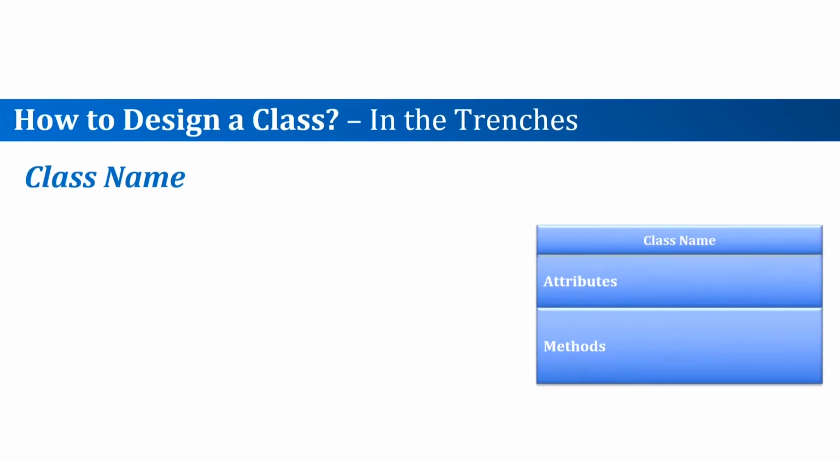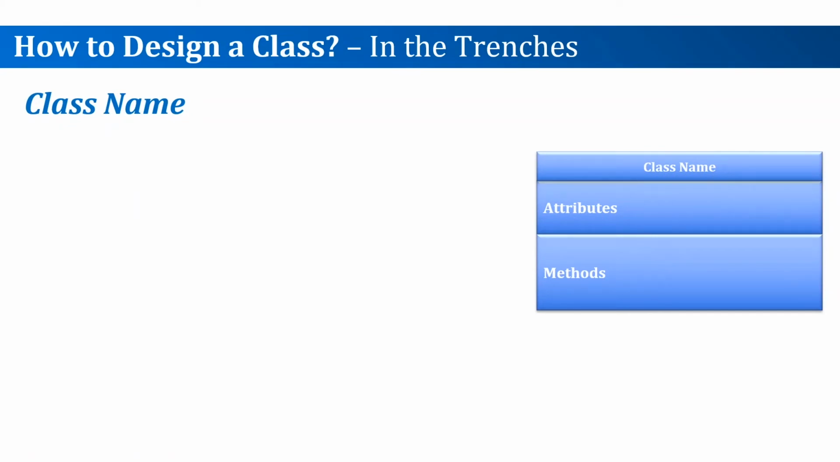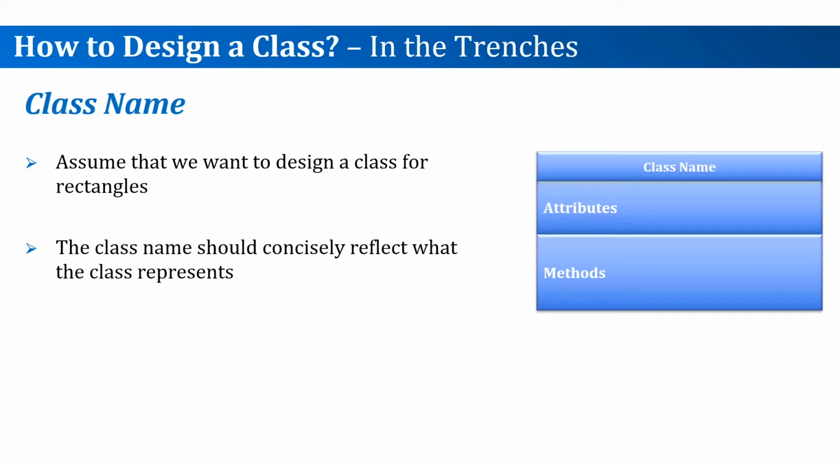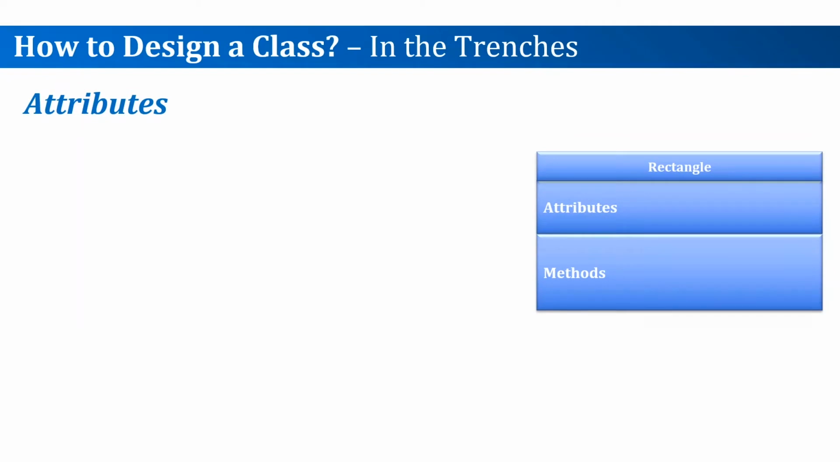Alright, let's take a practical example and use it to write our first class in Java. Assume we want to write a simple class to represent a rectangle shape. The name that we pick for this class should be concise and descriptive. In this case, nothing is more straightforward than the name rectangle to represent rectangles. Excellent. Now we should think about the data or the attributes of my class.